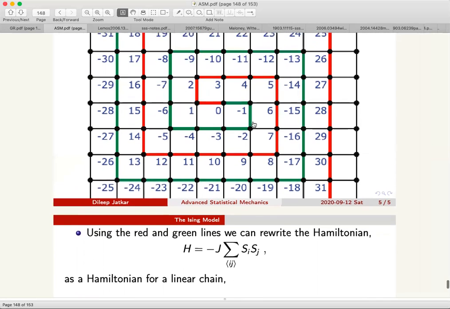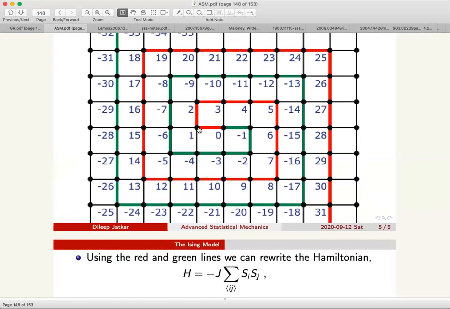But you see that the interaction is like this: 0 interacts with 1, 0 interacts with -1 also, but 0 interacts with 3 also, and -3 also. Similarly, 6 interacts with -1, -15, 5, and 7, and so on. You can look at any such case. Suppose you look at 8, it interacts with 7, 9, 17, and 19.